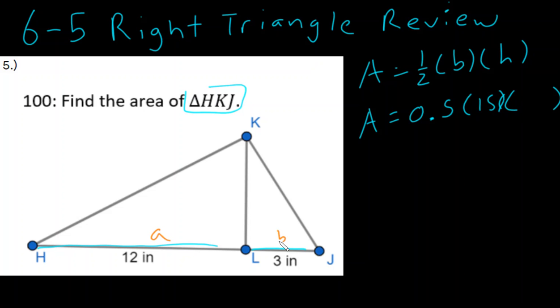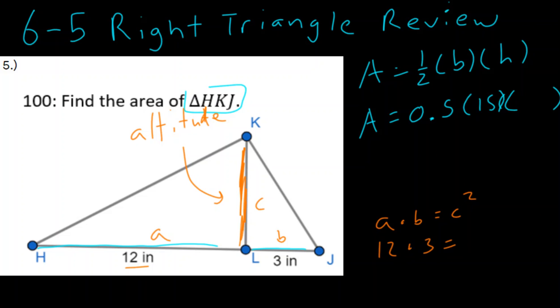Let's call this A, let's call this B, and let's call this C. If you will recall, line C is in fact an altitude. And what is our rule for an altitude? Our rule for an altitude is that A times B is equal to C squared. If you'll recall, this is the geometric mean. So we see that A is 12 times our B value, which is 3, is equal to C squared.